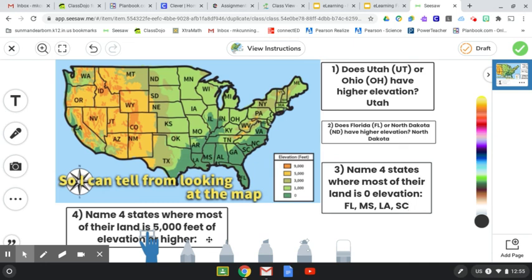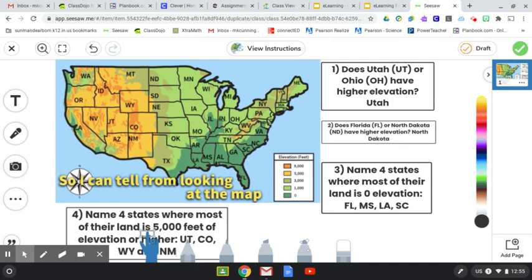And then it says name 4 states where most of their land is 5,000 feet or higher of elevation. So let's type in here. And if I'm looking over here, 5,000 feet or higher, it's going to be yellow. So a lot of these states out here. So I'm going to do Utah, Colorado, Wyoming, and New Mexico.